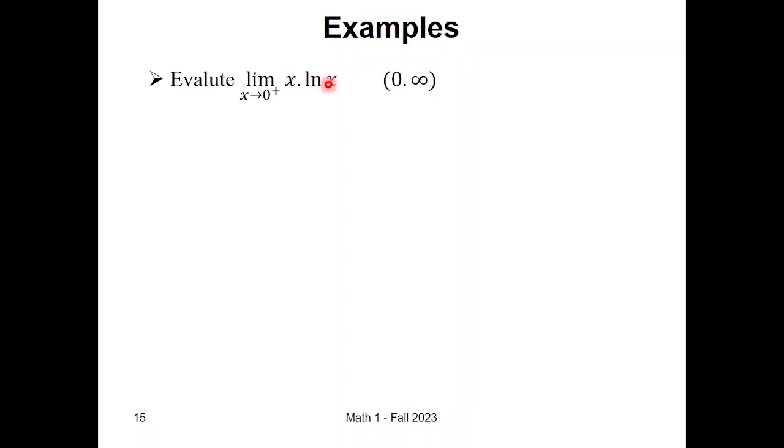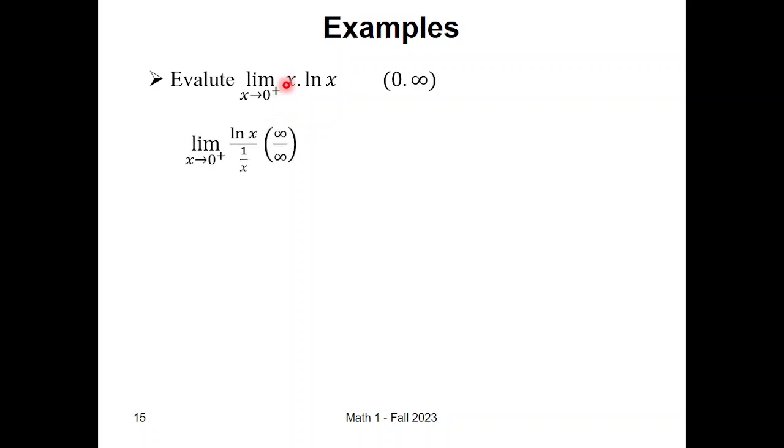bring one of these 2 functions as the denominator. For example, we can convert x to be 1 over x in the denominator, or convert ln x to be 1 over ln x in the denominator. But in general, we take the function in the denominator that makes the derivative simple. We make the derivative simple because we are expecting to apply L'Hopital rule.